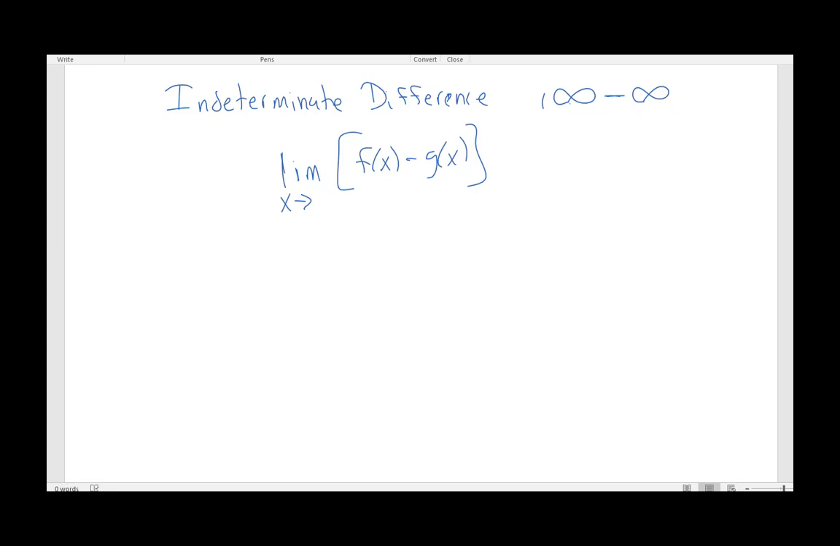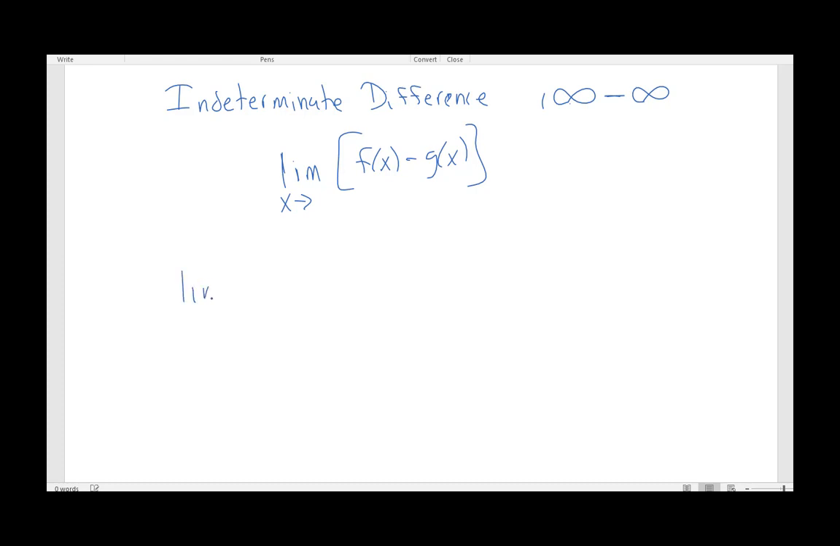Now, just like we saw with the indeterminate product, our key to solving this problem is once we identify that it's an indeterminate difference, we need to rewrite it as a quotient. All right, so let's take a look at an example where we would see an indeterminate difference.